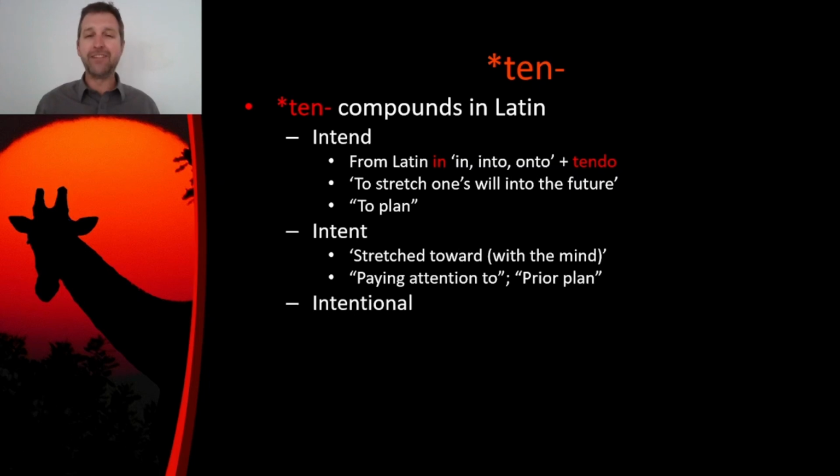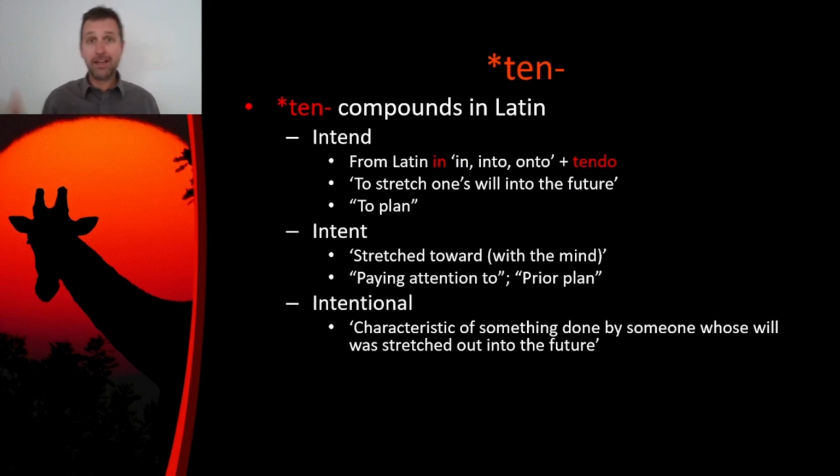Of course, if you have an intention to do something, that means it's something that you have planned, it's something that you have stretched out your will for, and based off of intention, we get the adjective intentional, which literally means characteristic of something done by someone whose will was stretched out into the future. That's what it means to be intentional about something.